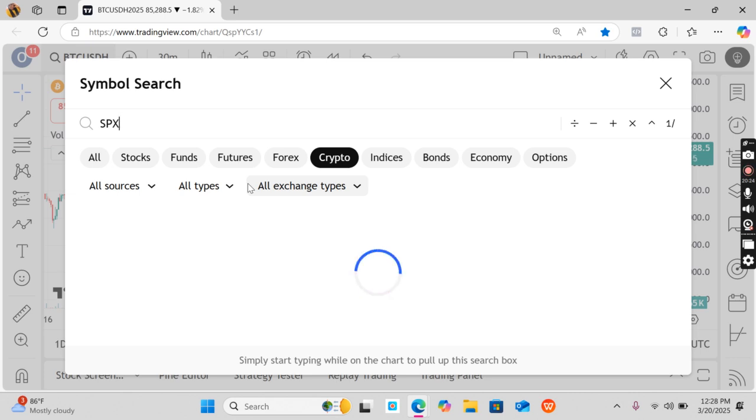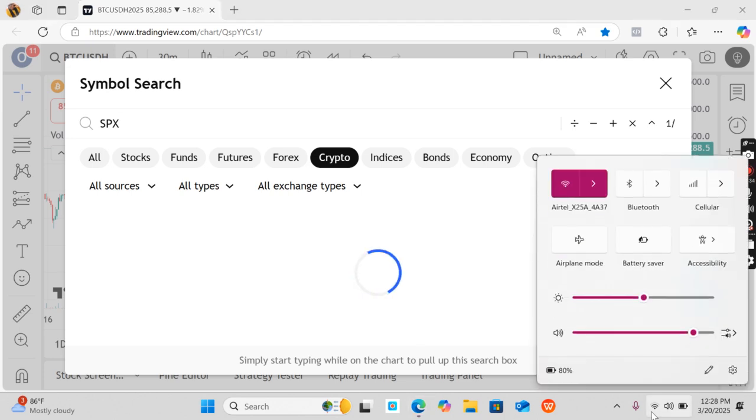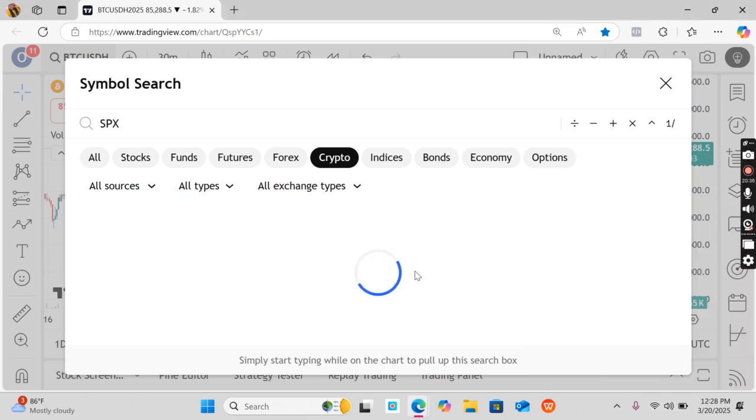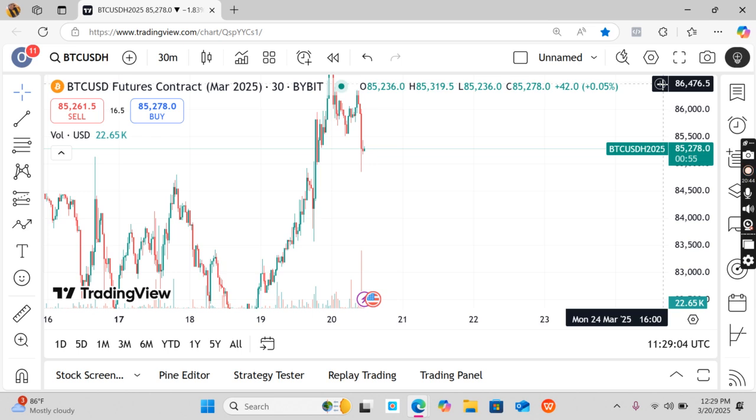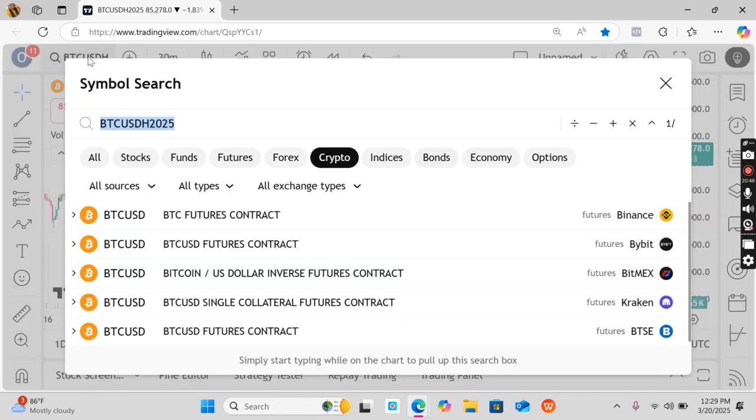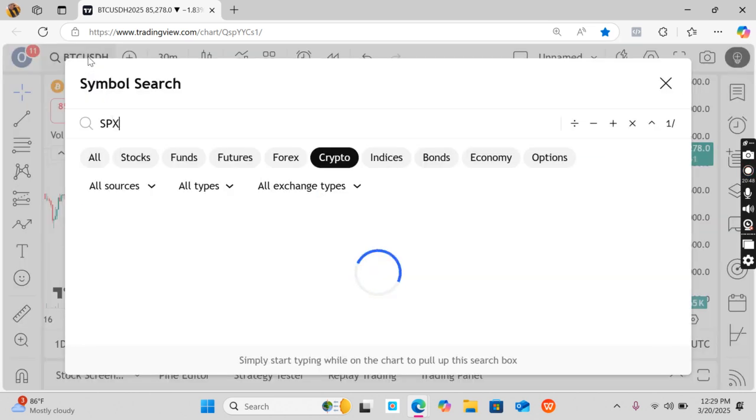My network is bad. Let me show you quickly. This thing is not loading fast. Yes, I'm currently trading SPX. The trade is not running yet, so it's not active, but if it goes as planned, it should be active soon.